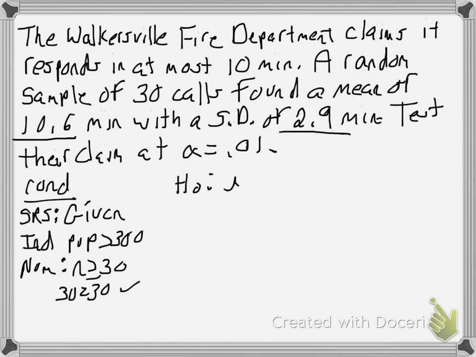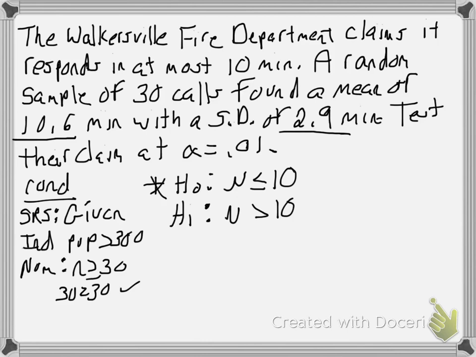H0 would be mu is less than or equal to 10. Okay. At most 10 minutes. If it means at most 10 minutes, that means it can be less than 10 minutes, but can't be more than 10 minutes. So H0 is less than or equal to 10. And the alternative hypothesis, H1, would be mu is greater than 10. What's the claim? The claim is H0 because it says it responds in at most 10 minutes.